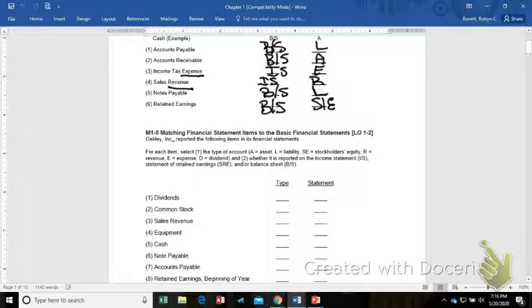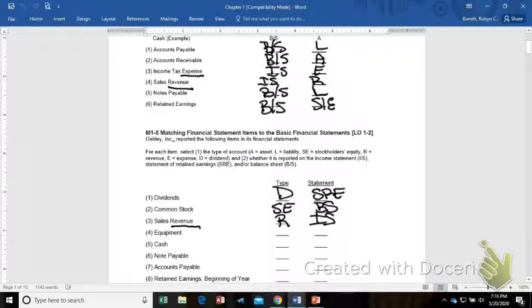So what type is dividends? Pretty straightforward on this one. Dividends, and it goes on the statement of retained earnings. All right, common stock. Stockholders' equity. Yep, and it goes on the balance sheet. Sales revenue. Revenue. Yep, goes on the income statement.